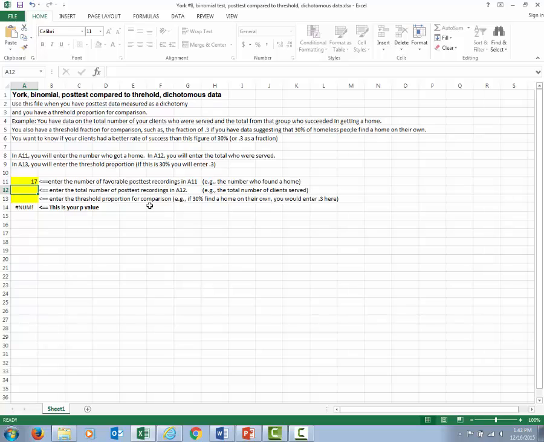Enter the total number of post-test recordings. In our case, it is 25. So we have 17 out of 25 who were successful. Here is where you put the fraction that is the threshold.